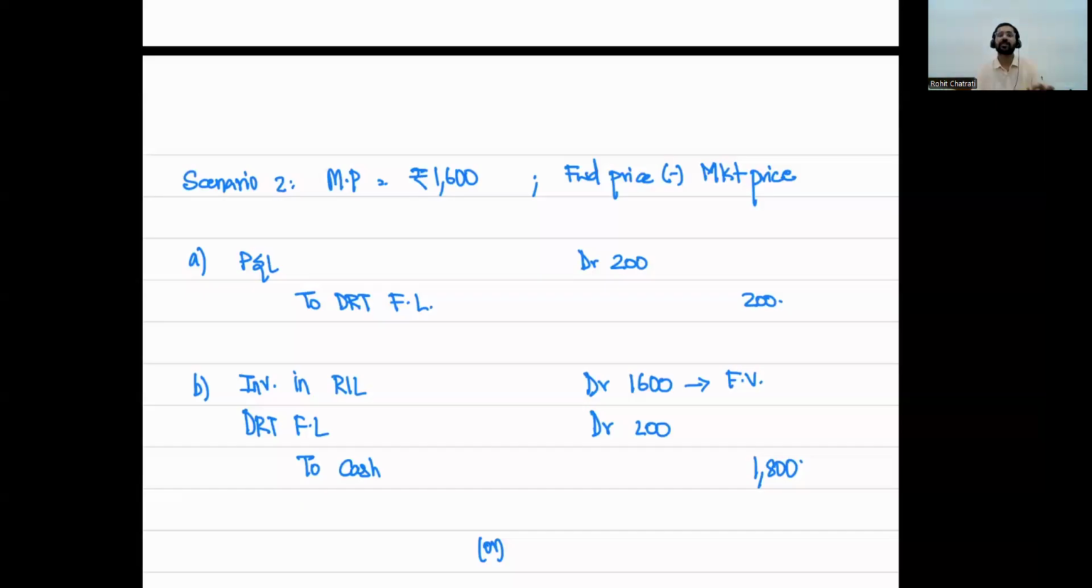All right. So derivatives are going to be measured at fair value, where gains or losses will be recognized in P&L. Therefore, a derivative is regarded as a financial asset or a financial liability which is measured at fair value through P&L. So derivatives are always measured at fair value through P&L, which means that gains or losses are going to be taken in the P&L account.